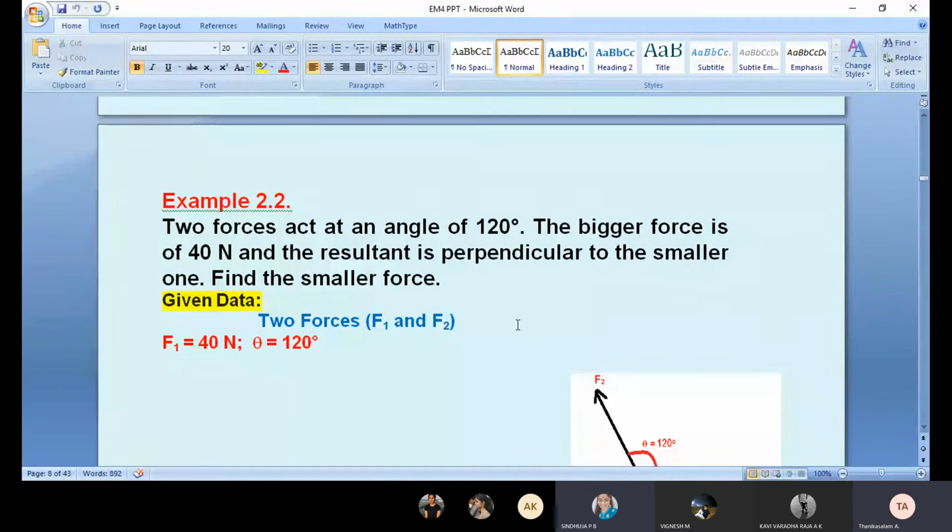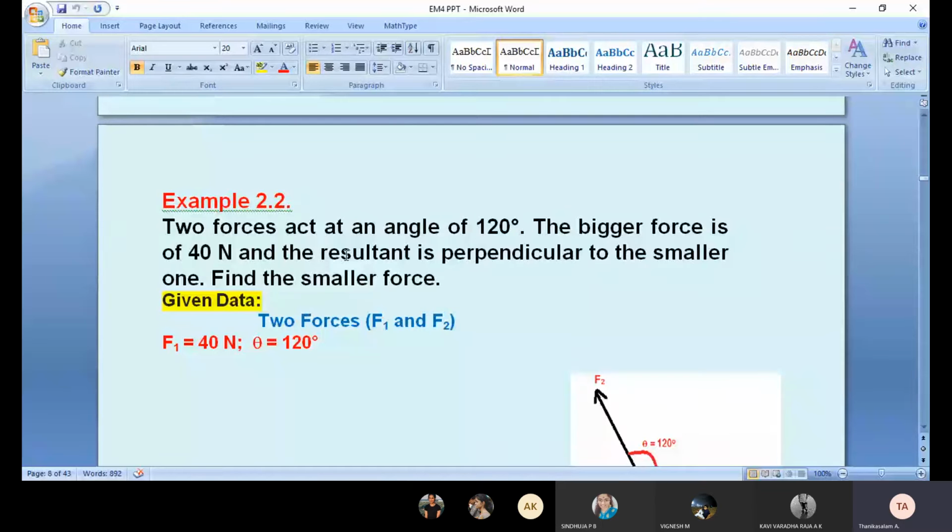See here, two forces are mentioned, understand? The two forces act at an angle of 120 degrees. So you write the given data. See, I am writing the given data. The statement only is given, so you have two forces. We take them as F1, F2. Angle 120 degrees, therefore theta equals 120 degrees. Theta means the angle between the two forces. So your mind should go to two forces, F1, F2.